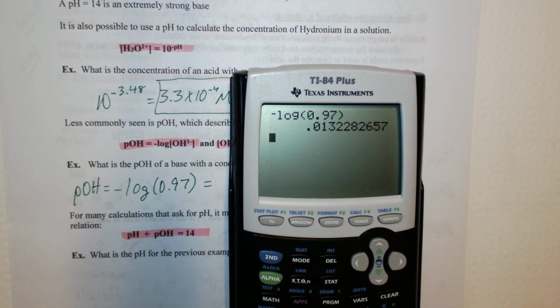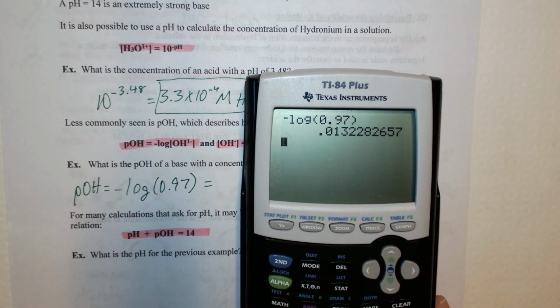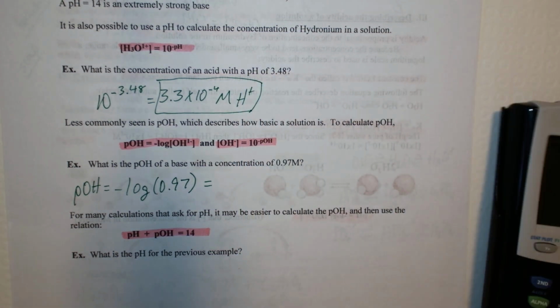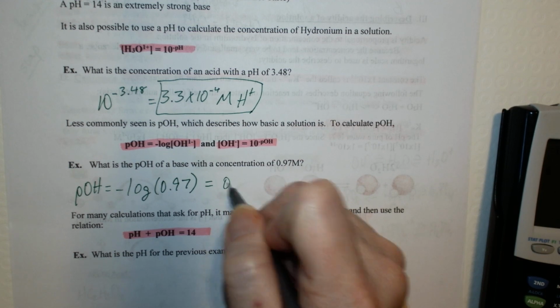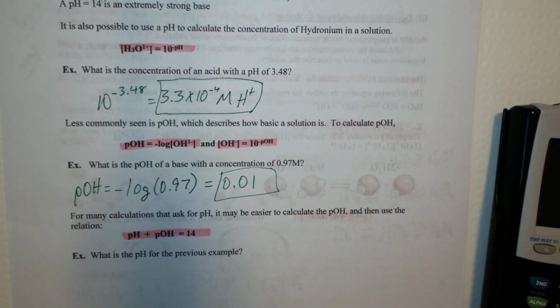0.0132 and so on. This one is 2 sig figs, so you should go 2 places past the decimal with your pOH. So 0.01. And that's your pOH. Okay?